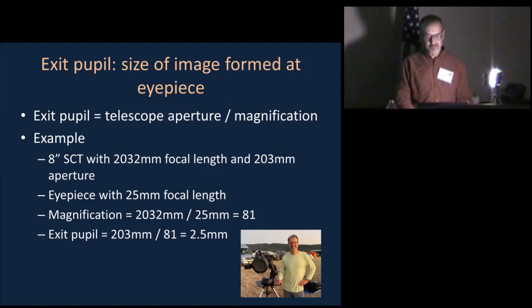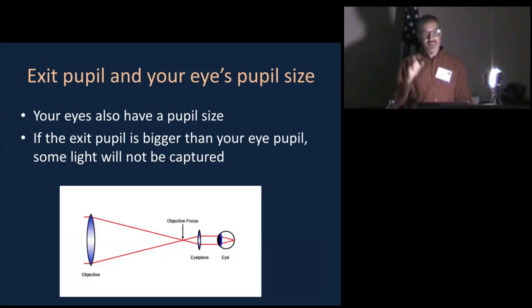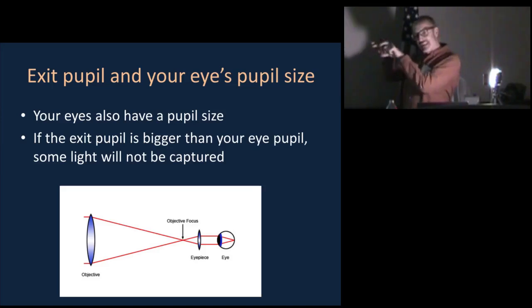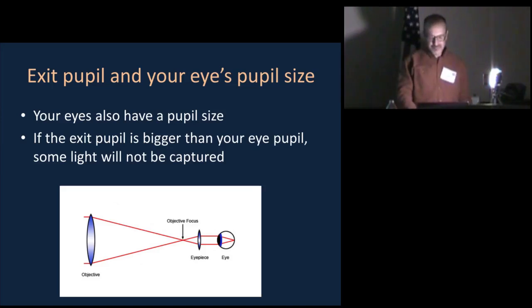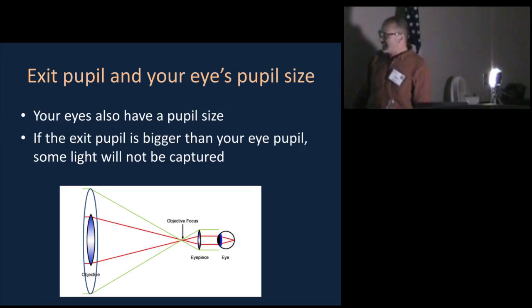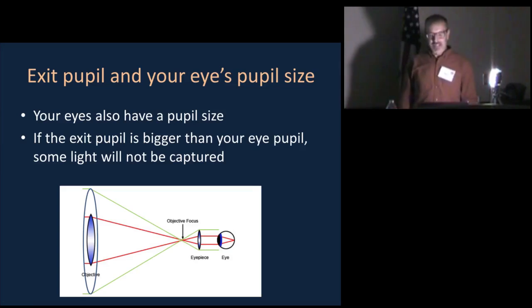So why is that important? Well, it's important because your eyes also have a pupil size. And if the exit pupil is bigger than your eye pupil, you're going to miss some of that light. So you might be throwing more light at it, but relatively speaking, if my pupil is this big and the exit pupil is that big, I'm only catching part of that light. And that's what this is showing here. The red there is essentially the biggest image that the eye can see based on its pupil, and the green is what that larger aperture is, the light that is passing on to it.